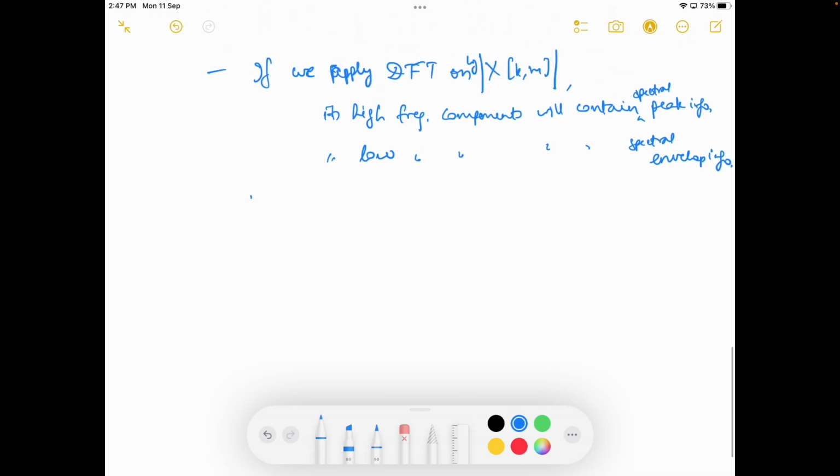So therefore, take low frequency components of DFT x k comma m, right? Now there is a problem. When I take DFT, it is a complex number, right? DFT returns a complex number.